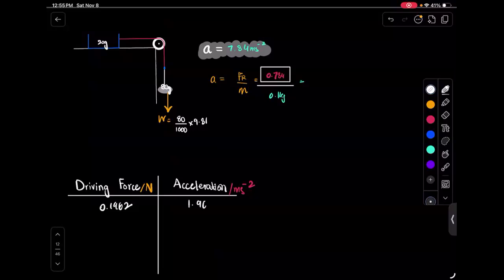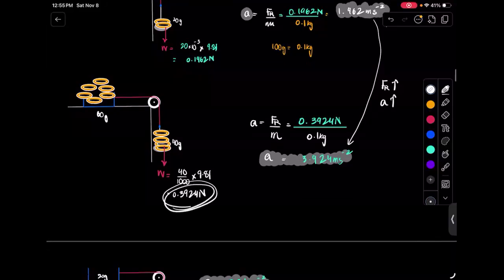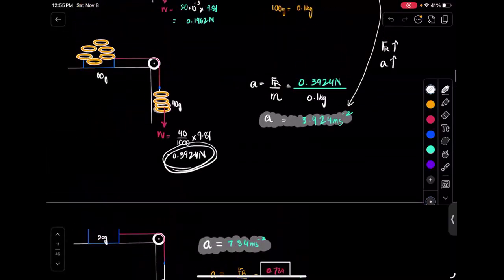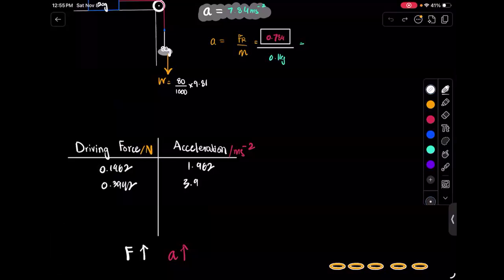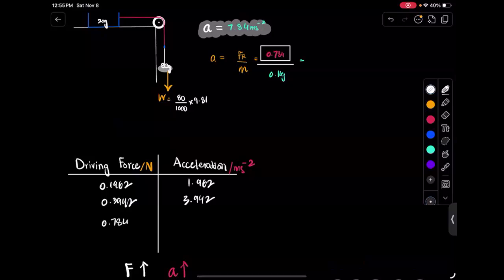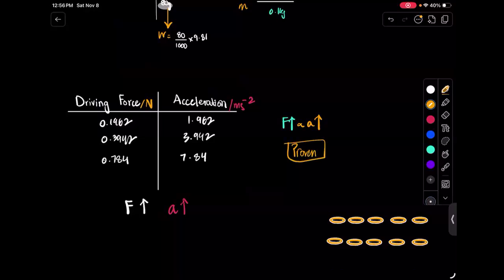When my driving force was 0.3942, my acceleration was what? 3.942. And then when my driving force was 0.784, my acceleration was 7.84. I clearly see that as my force increases, my acceleration also increases. And clearly, this has been proven. The first part of Newton's second law has been proven.